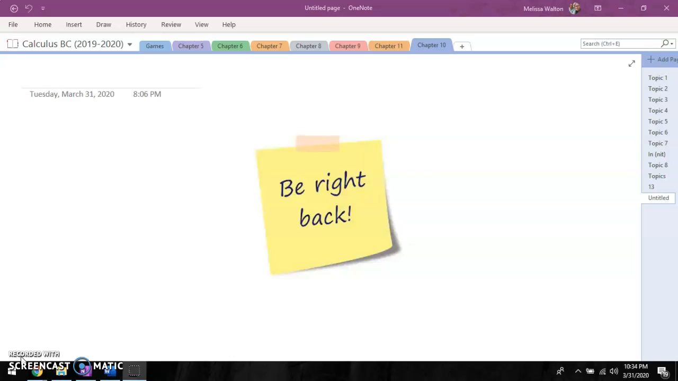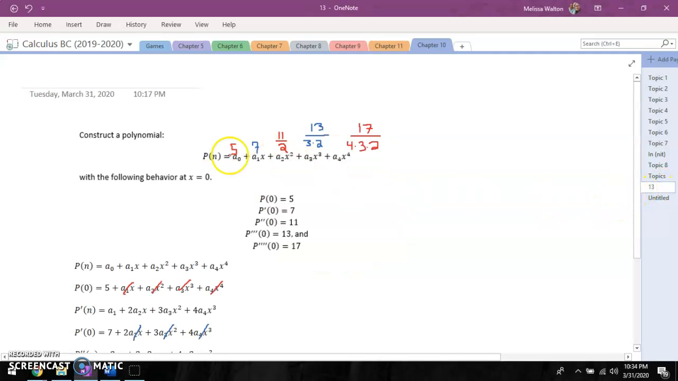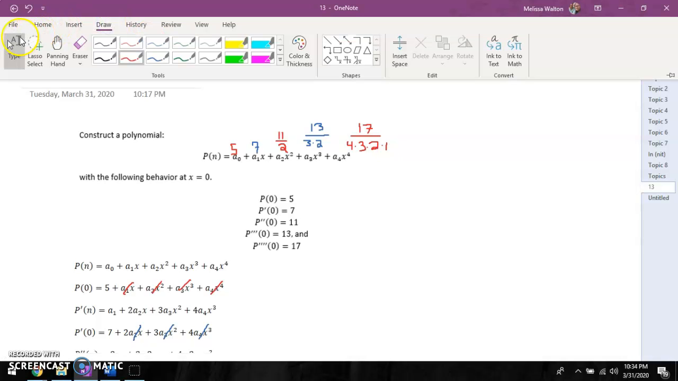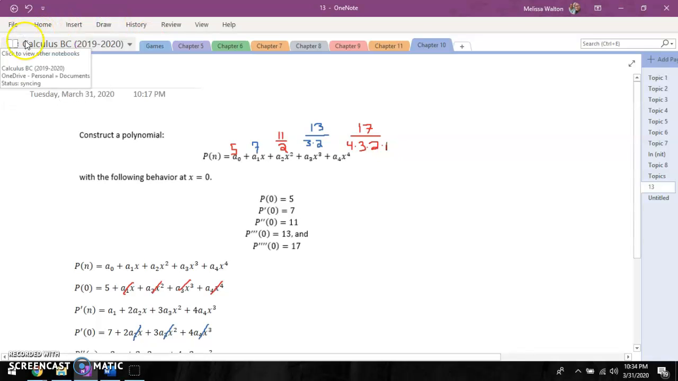All right, the moment that you've been waiting for, or not. So here we go. Here's what I ended up with. All right, so a0 was 5, a1 was 7, a2 was 11 over 2. This one I ended up with, yes, I did not simplify it because we're going to start looking for patterns here. 13 divided by 3 times 2. The next one is going to be 17 divided by 4 times 3 times 2, technically times 1. Now you guys might be thinking, wait a second, Walton, this looks like something.